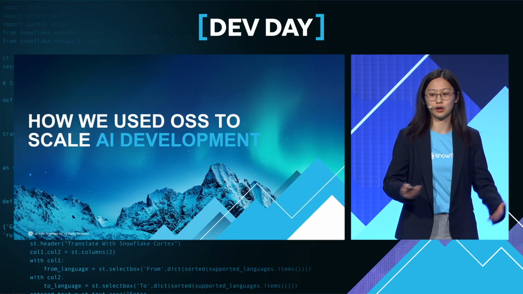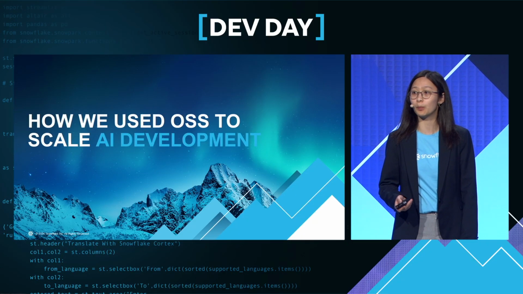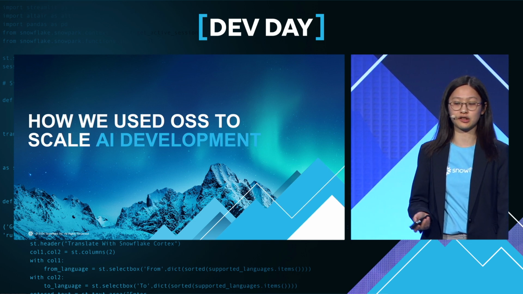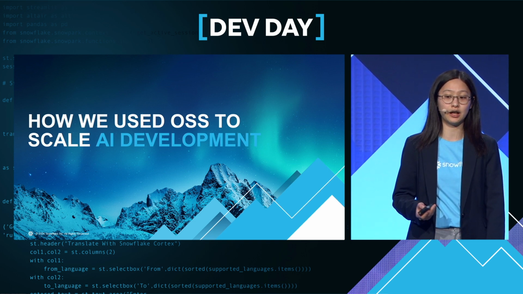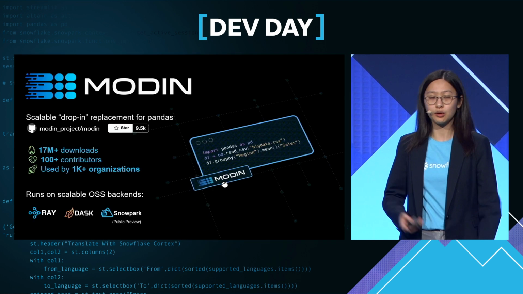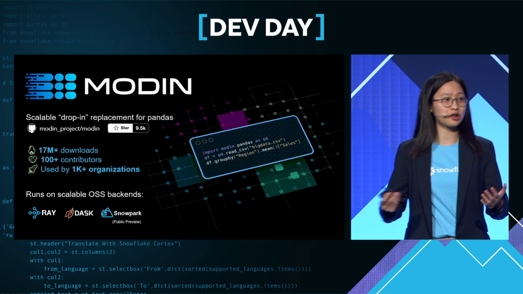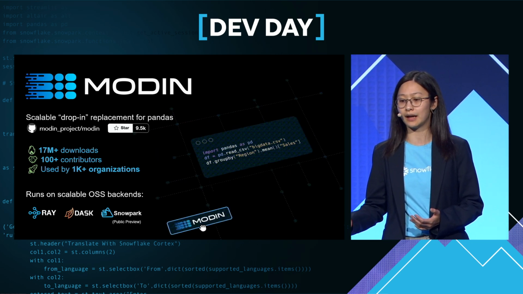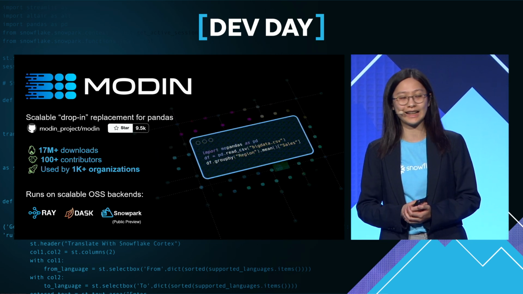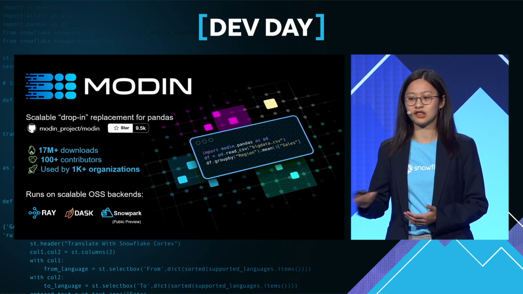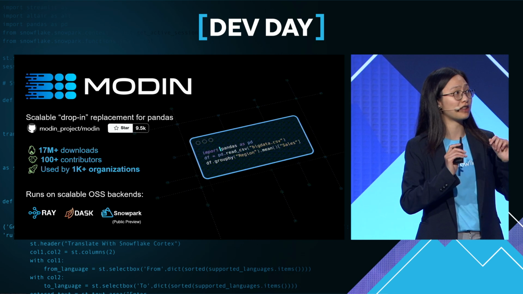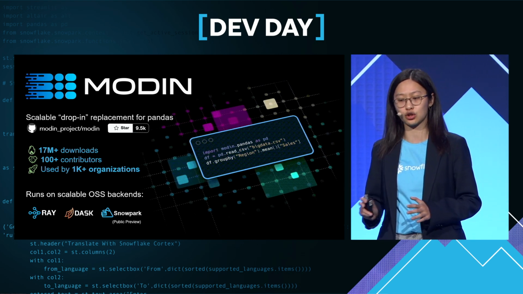Thanks, Yusuf. So Yusuf just showed you some insights into how we build our open source LLM. And I'm now going to show you how we leverage open source projects such as Modin to scale our AI development even further. So if you're not familiar with Modin, Modin is an open source project, and you can think of Modin as a faster, more scalable version of Pandas. So Modin works like a drop-in replacement, which means that you just need to change one line of import statement in your code, and boom, all of a sudden you get faster performance on much larger data sets.